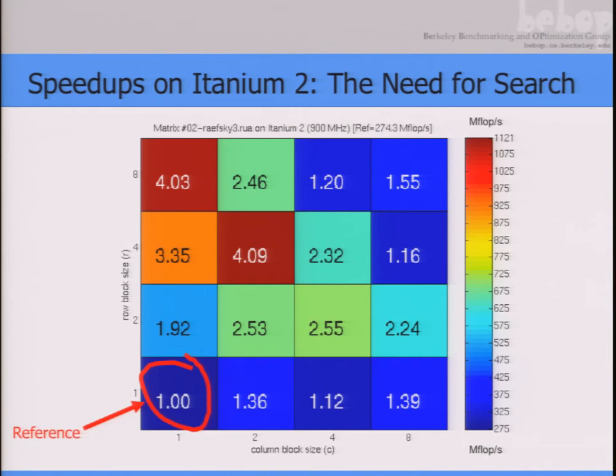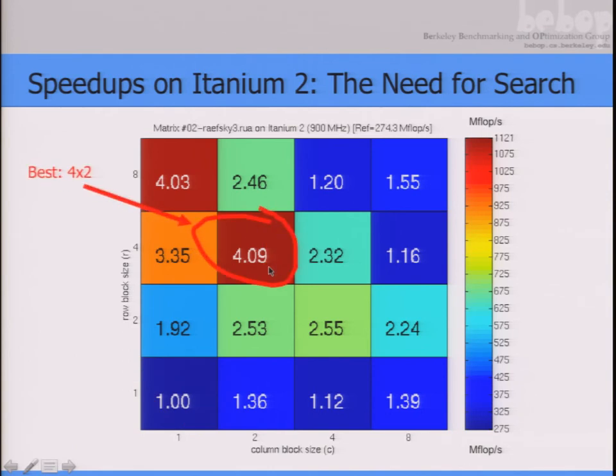Depending on where you want to do research, you may ask yourself why it is that 4 by 2 won, and do hardware design and compiler design. That's a perfectly good thing to do. But for most users, they just want to know the answer. And so that's what auto-tuning will give you. And yeah, so there's the optimal. It's 4 by 2.